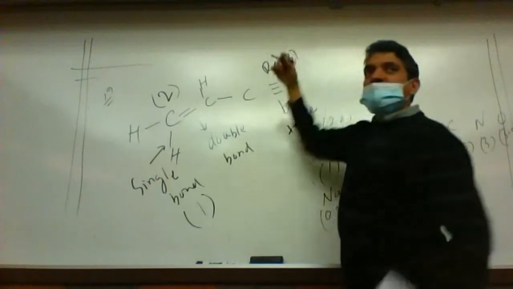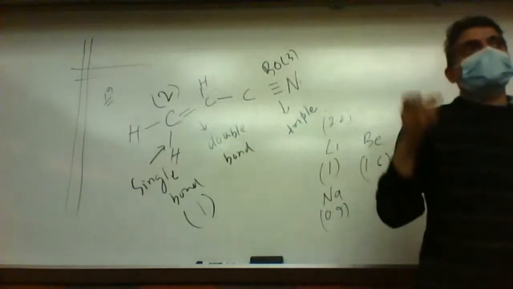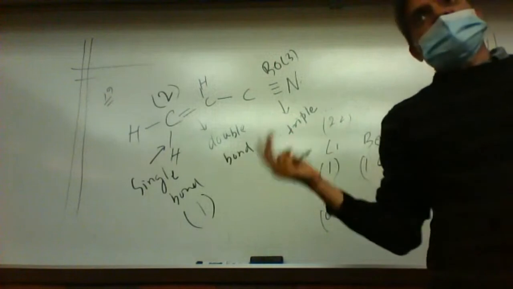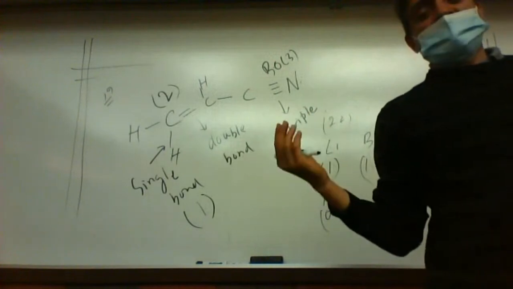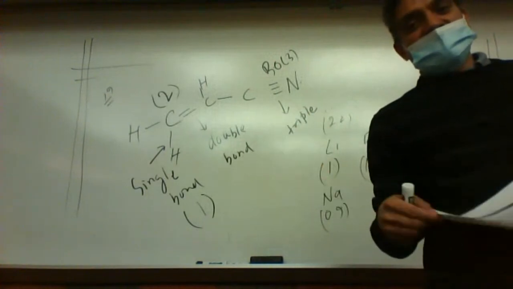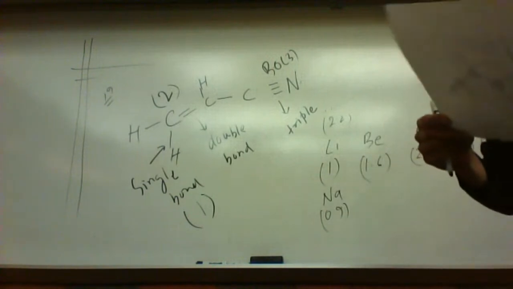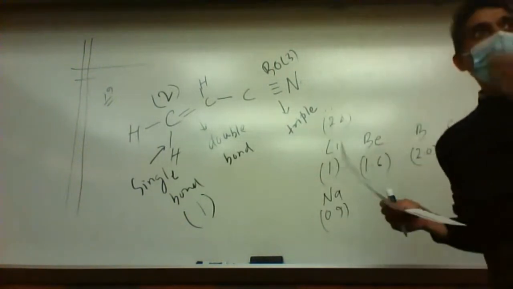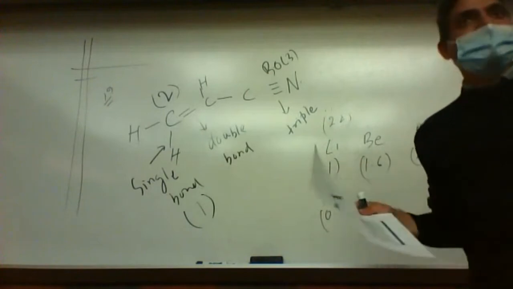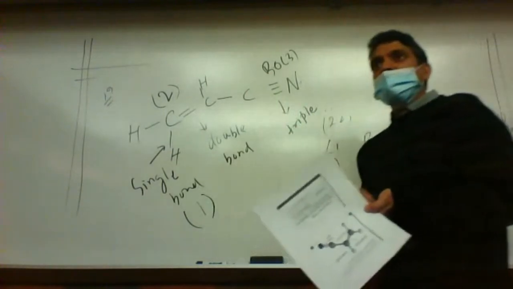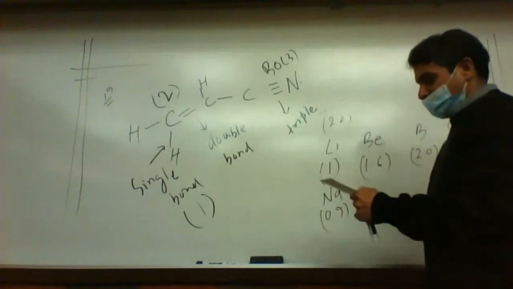So the number of bonds is called the bond order. If there is 1 bond, we call the bond order 1. If there are 2 bonds, the bond order is 2. If there are 3 bonds, the bond order is 3. There is no bond order of 4 or 0 in chemistry. So the maximum number of bonds we can have is only 3. Good.